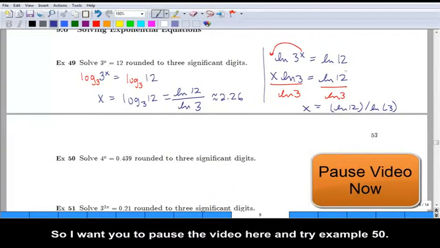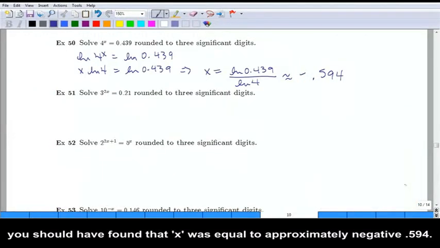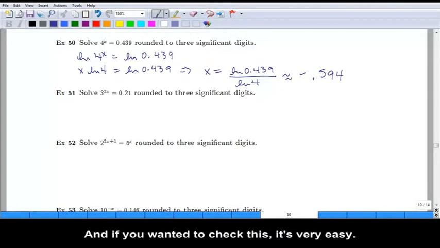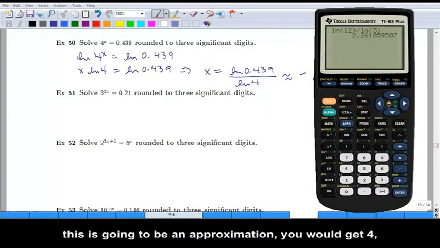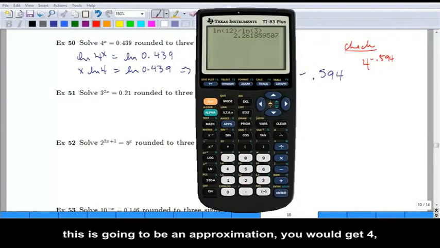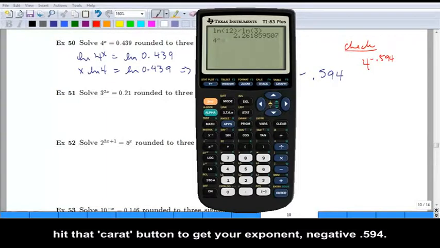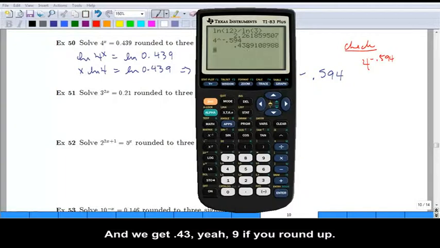So I want you to pause the video here and try example 50. If you worked through this example, you should have found that x was equal to approximately negative 5.94. If you wanted to check this, it's very easy. All you have to do is plug this in and say, what is 4 to the negative 0.594? If you plug that into your calculator, and this is going to be an approximation, you would get 4, hit that caret button to get your exponent, negative 0.594, and we get 0.439 if you round up. So this does work out.